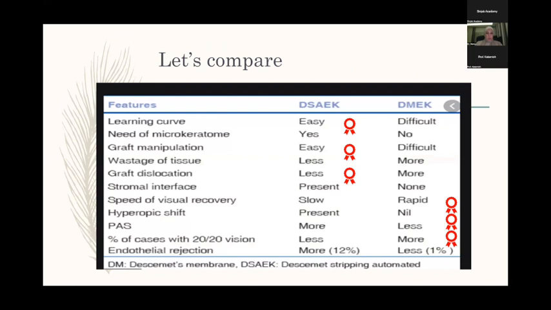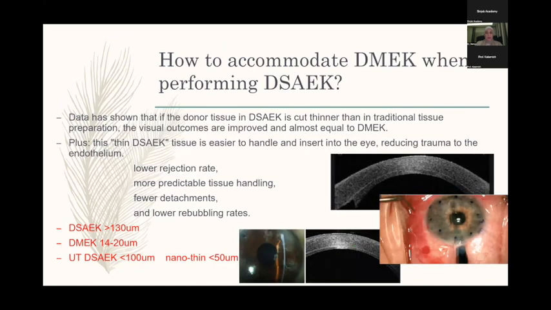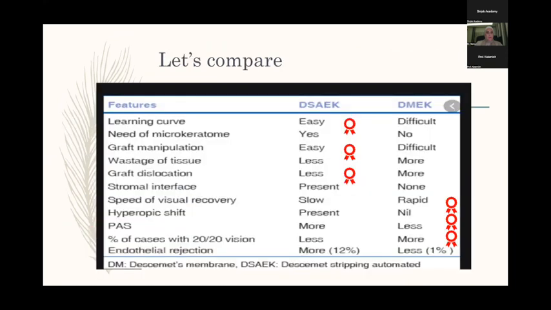If we want to compare, the learning curve of DSAEK is easier than the DMEK. We need to use a microkeratome. The graft manipulation is easier. There's less wastage of tissue, and graft dislocation is less. While compared to DSAEK, the speed of recovery in the DMEK is better. The hyperopic shift in the DMEK is less or almost negligible. There's no risk of anterior synechia. And the number of cases that attain 20/20 vision in the DMEK is better. And this is a comparison between the conventional DSAEK and the DMEK.